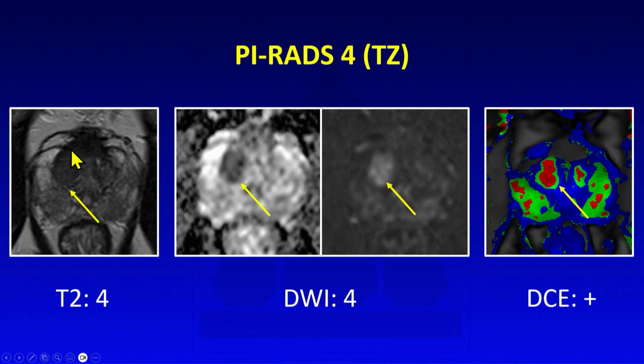Another example here, so nodule. I pay a lot of attention when it's kind of straddling the different compartments. So this one is a TZ lesion, but it's also growing out into the peripheral zone. So to me, that is an aggressive behavior, plus the focal diffusion restriction and DCE positive. So that also would bump it to a PI-RADS 4 lesion.